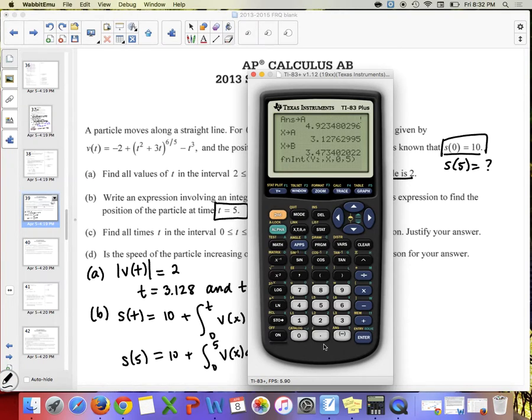So this is the total displacement after the first 5 units of time, but it was already starting at 10. So what we do is we say, oh, if we're on a number line and we're already at 10, and then we move backwards 19.207, right, I'm going to be back at negative 9.207. Okay, so I'm going to go ahead and write this in.